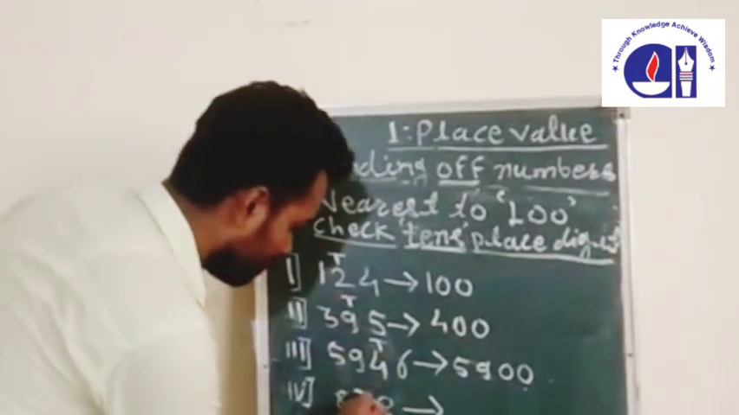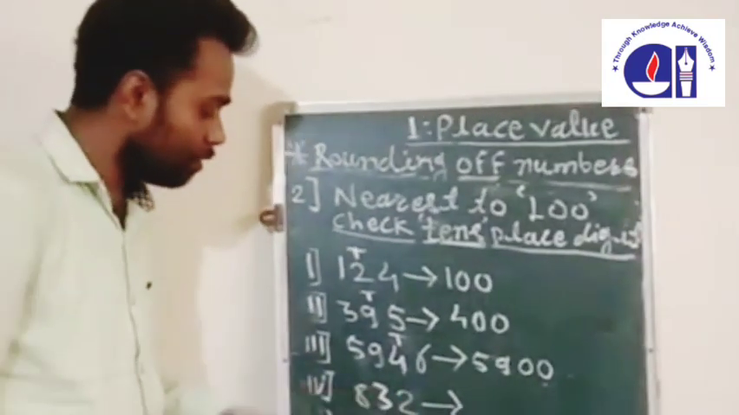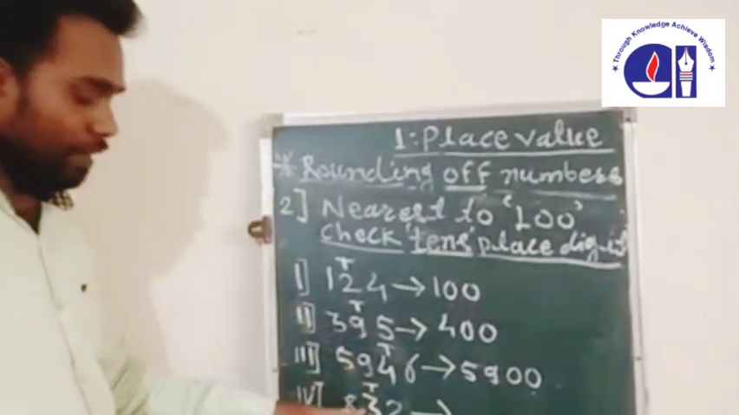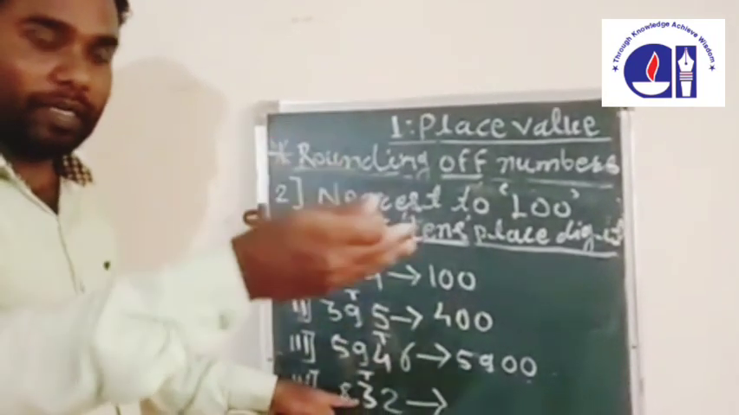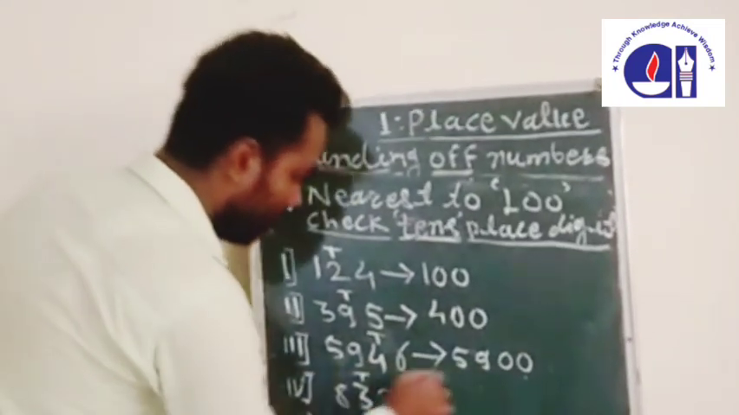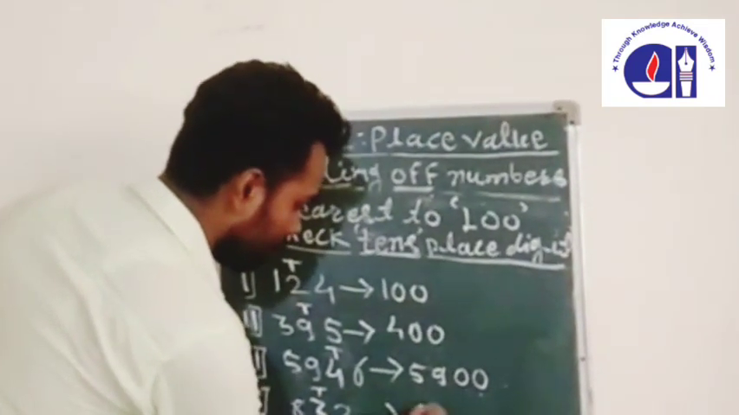Next is 832. The tens place digit of this number is 3. If it is 0, 1, 2, 3 or 4, we round to the back 100. The back 100 is 800. So 832 is nearest to 800.